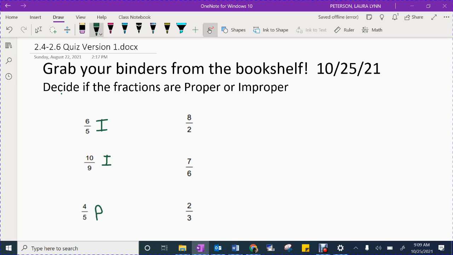And 8/2. Well, 8 is bigger than 2, so that makes this fraction improper. 7/6. 7 is more than 6, so that makes this fraction also improper. And our last one, 2/3. 2 is smaller than 3, so that makes this a proper fraction. Very good. Okay, let's take a look at what we're doing today.